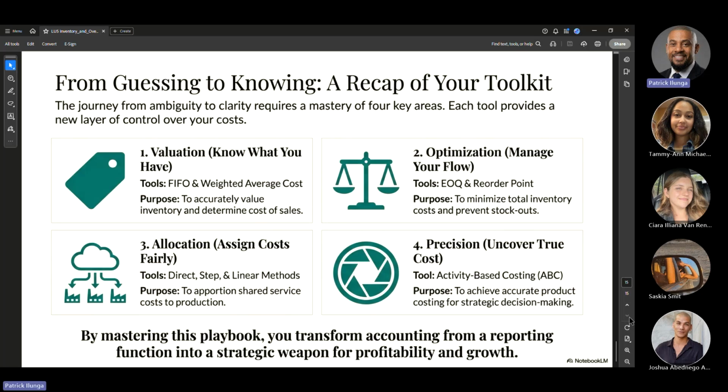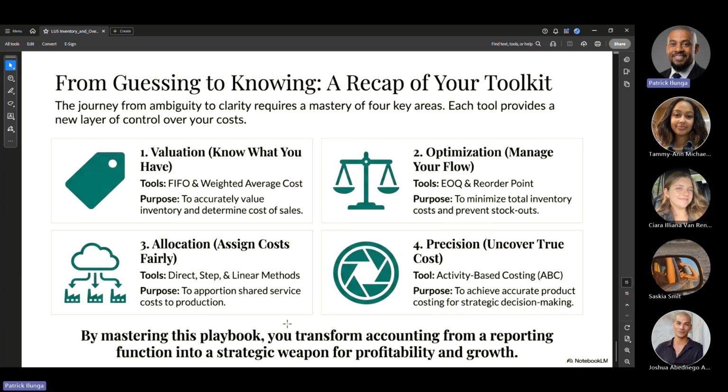The second thing we did is to optimize. What would be the right amount of inventory to have that allows us to minimize the costs? Remember that? That's where we covered EOQ, economic order quantity, and reorder point.